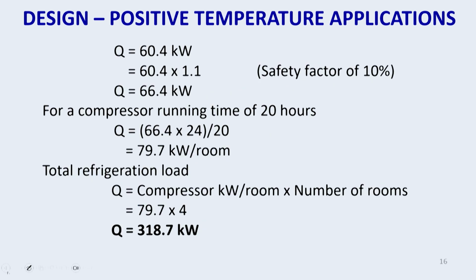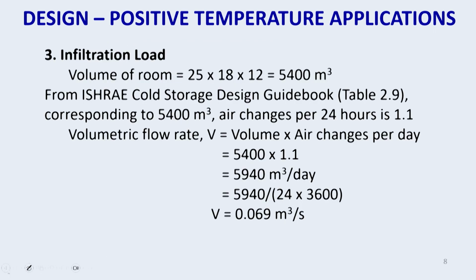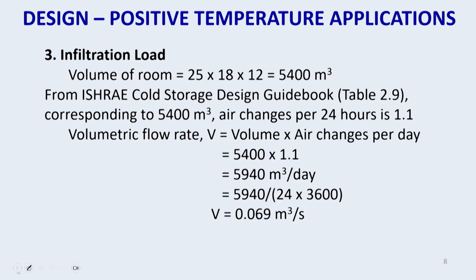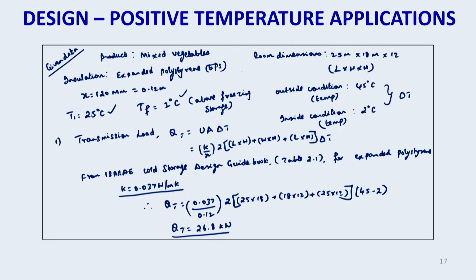Cp of the product is given above freezing. Let me write that also. The specific heat capacity of the product above freezing is 1.9 kilojoule per kg Kelvin. So let me add this also in the given data: Cp equal to 1.9 kilojoule per kg Kelvin above freezing. Unless it is a negative temperature application, there will be only one specific heat capacity. In a negative temperature application, there will be two specific heat capacities, one above freezing and another below freezing.